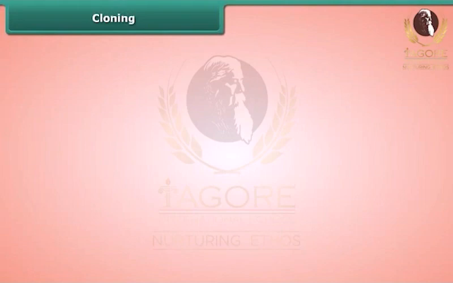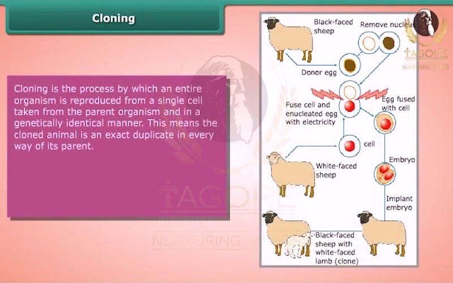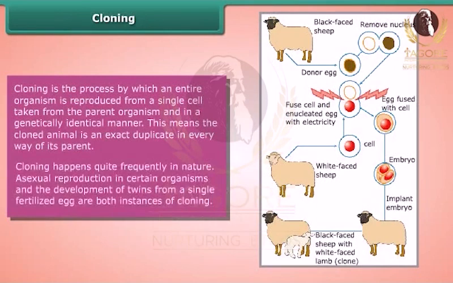Cloning. Cloning is the process by which an entire organism is reproduced from a single cell taken from the parent organism and in a genetically identical manner. This means the cloned animal is an exact duplicate in every way of its parent. Cloning happens quite frequently in nature. Asexual reproduction in certain organisms and the development of twins from a single fertilized egg are both instances of cloning.